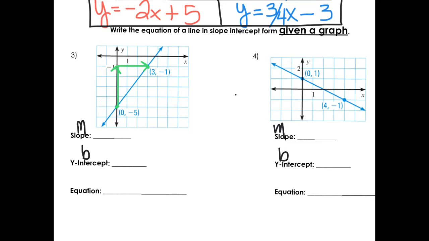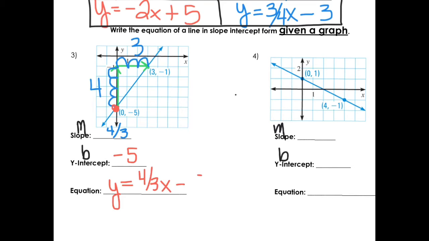So I actually rise 1, 2, 3, 4 units. That's positive because I'm going up, and then I run to the right 1, 2, 3 units. So my slope is 4/3. Now I need to look and see where my graph crosses the y-axis. That's called the y-intercept. And this graph crosses the y-axis at negative 5. So my equation, written in slope-intercept form, y equals mx plus b, is actually y equals my slope, 4/3, x minus 5.